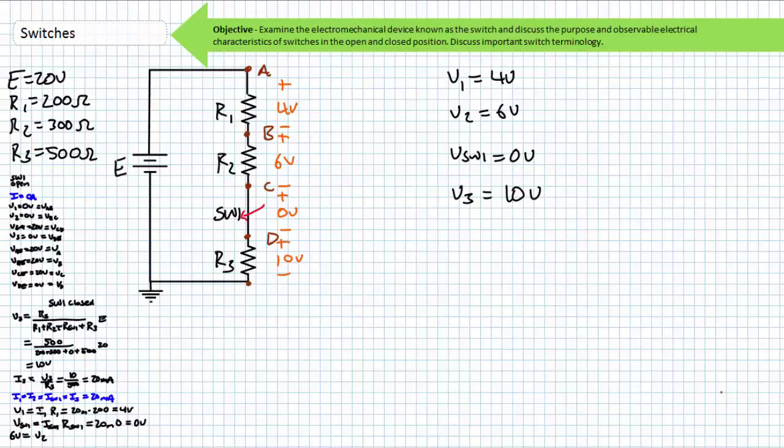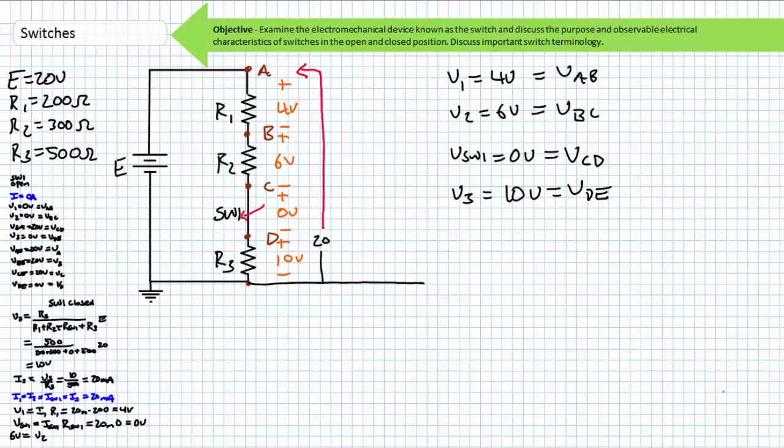Again, consider what this means at the nodal level. If there is a 4 volt differential across R1, using double subscript notation, we can say that VAB equals 4 volts. If there is a 6 volt differential across R2, it can be said that VBC equals 6 volts. If there's a 0 volt differential across our switch, it can be said that VCD equals 0 volts. And if there's a 10 volt differential across V3, it can be said that VDE equals 10 volts.